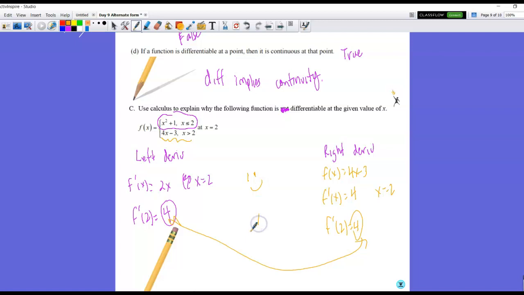So whenever you find the derivative of a piecewise function, you find the derivative in pieces. You find the derivative of the first piece and check it, and you find the derivative of the second piece and check it.